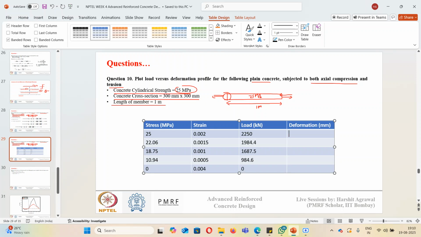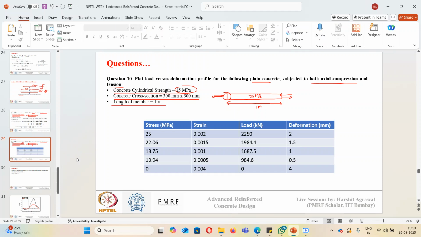And deformation is nothing but, delta by L is the strain value. So delta will be strain into the length, and length of member is given as 1 meter, which is 1000 mm. So 1000 into 0.002 will be 2 mm. This will be 1.5 mm, 1 mm, 0.5 mm, and 4 mm. So using this, we'll get the compression side of load versus deformation profile.